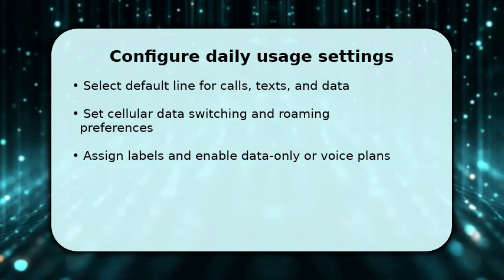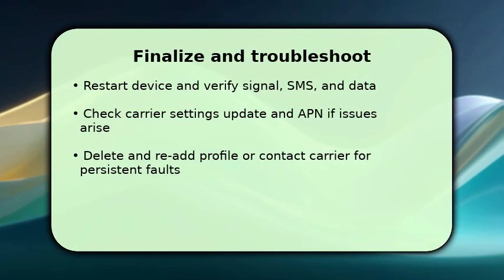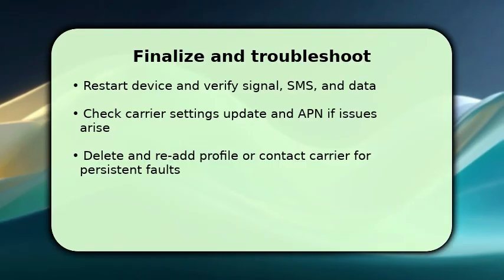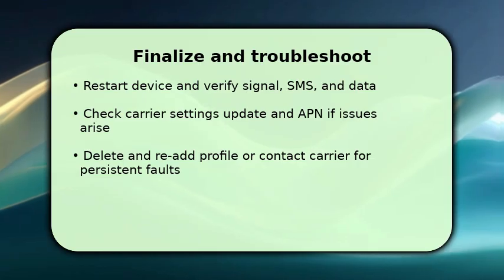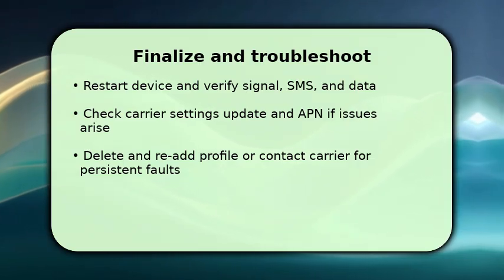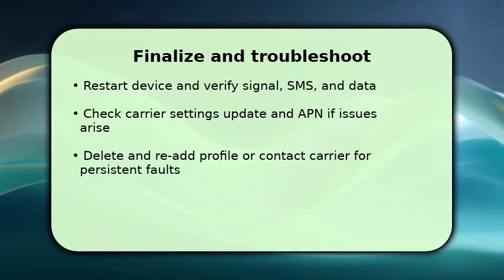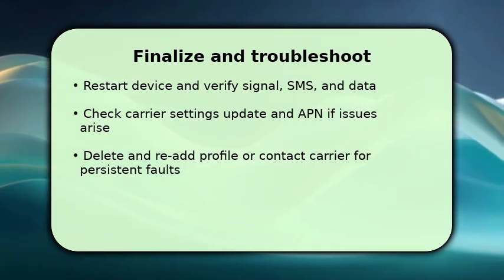You finish by restarting the device to ensure the eSIM registers with the network, then verify signal strength, SMS delivery, and internet access. If something fails, check for carrier settings update or manually inspect APN settings. These often fix data problems.